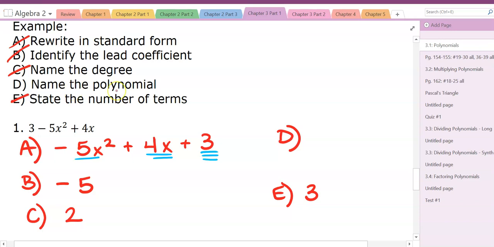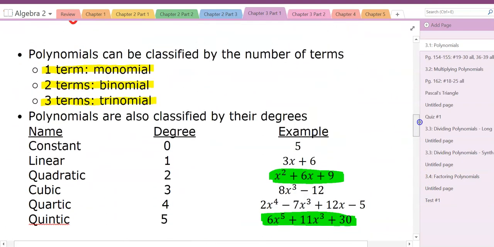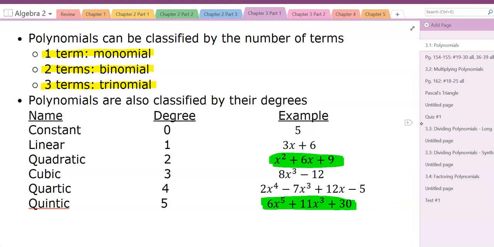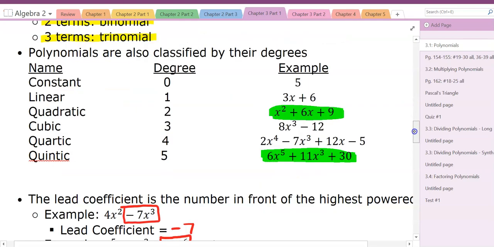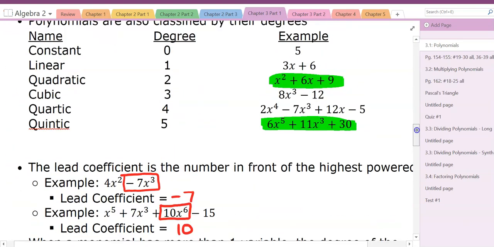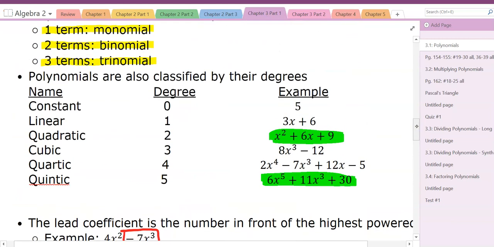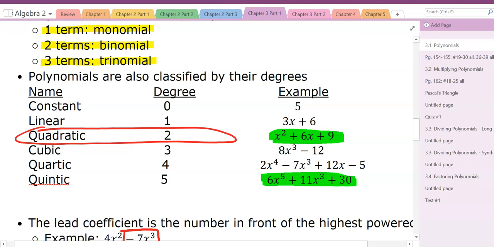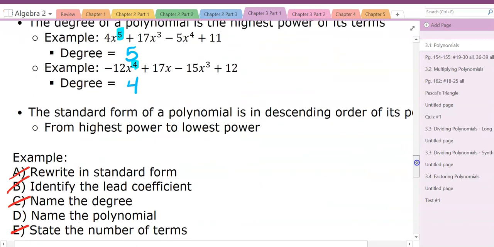So to name the polynomial, it has 3 terms. So if I'm back on the previous page, I'm looking at all of this stuff right here. Okay? It has 3 terms. So what do we call that? The very top there. Trinomial. Okay? And we said the degree was 2. So going back up to our degrees here, two is quadratic. So we would call this a quadratic trinomial.